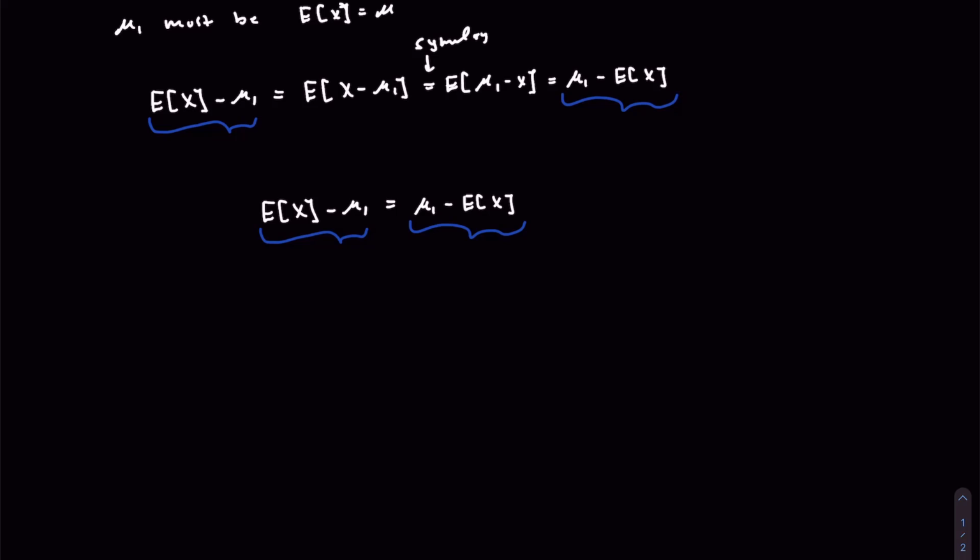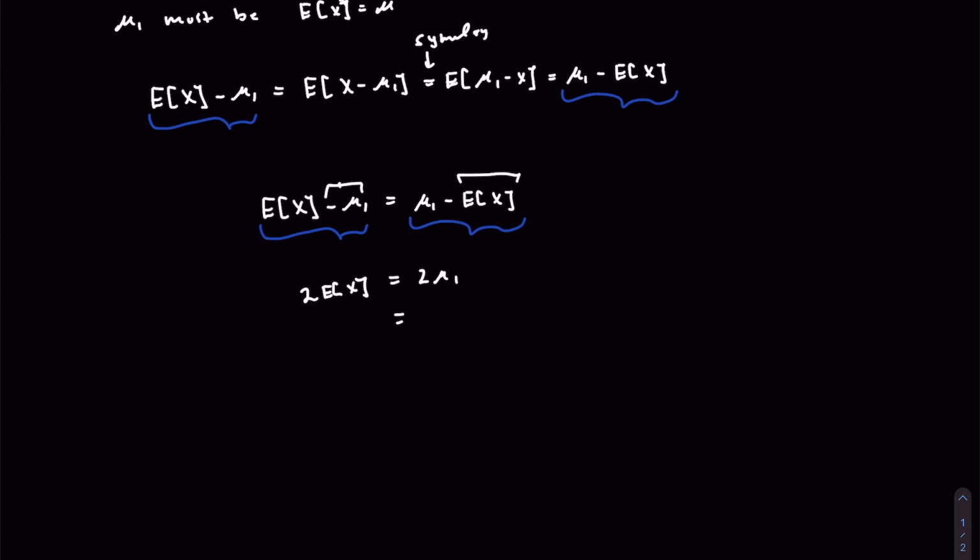And now, by just simple algebra, by pushing this term to the other side and that term to the right hand side, we get 1, and the 2's cancel, and we have shown that the expectation of x must be mu1, which is what we assume to be mu up there.